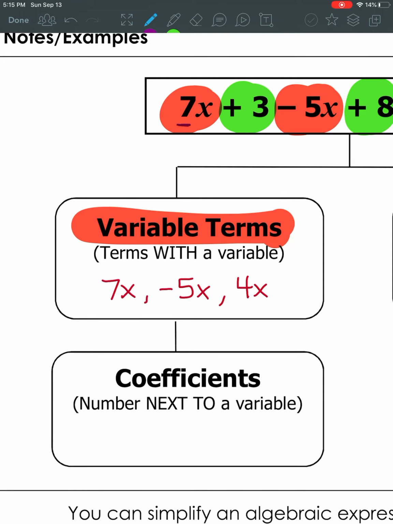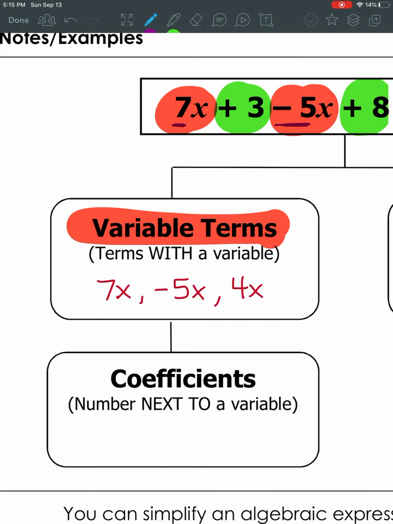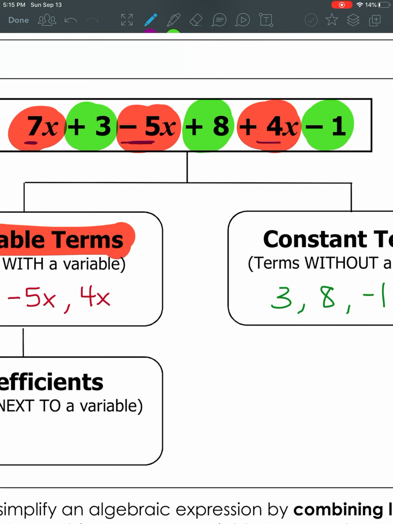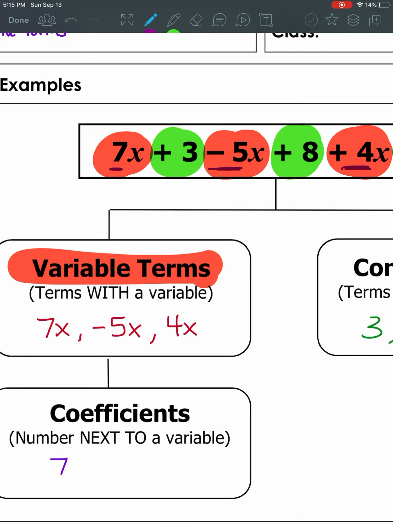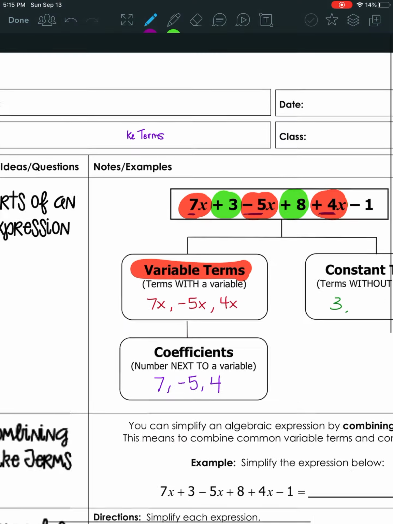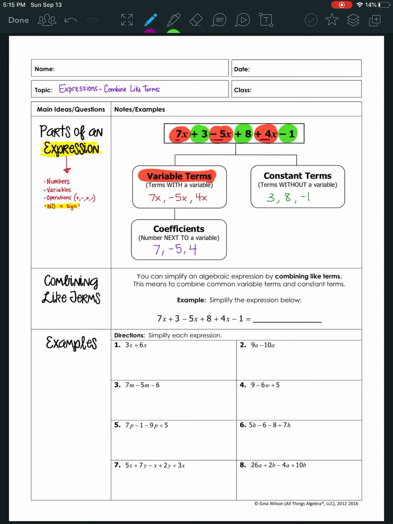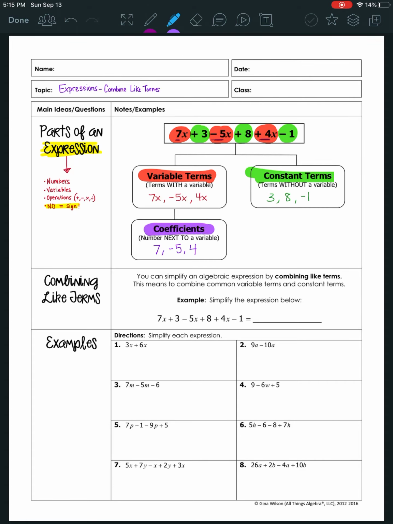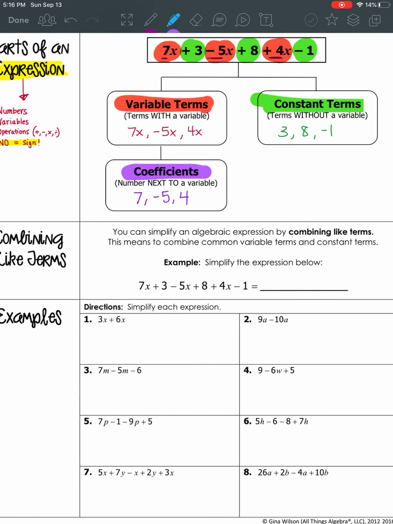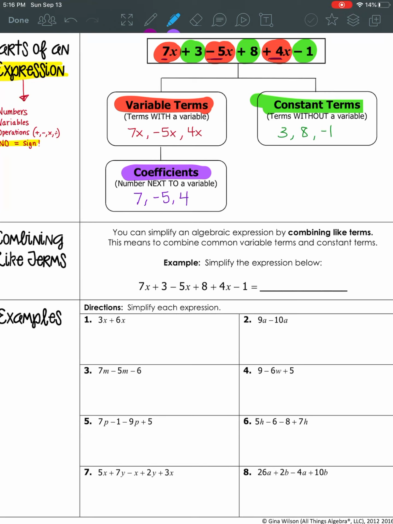I'm also going to be using the term coefficient. So the coefficients are the numbers that are in front of the variables. So the 7 in front of the x, the 5, but don't forget there's that minus sign in front of there, and then in front of the x over here is a positive 4. So the coefficients are 7, negative 5, and 4. I'm going to be using these words quite a bit, and you're going to notice when we get into equations, it's going to be important that you know all of these words and understand what terms are, what like terms are, and so on.